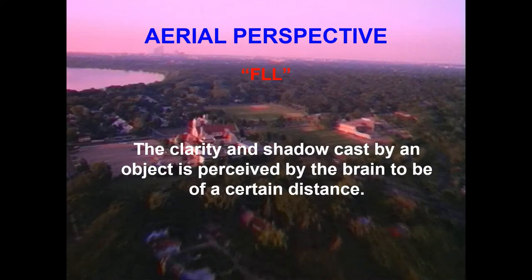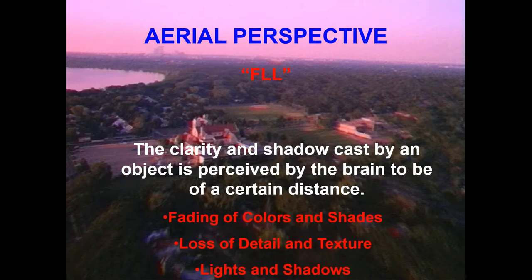Lastly, you have aerial perspective, and this has subcategories. The aerial perspective is the clarity and shadow cast by an object is perceived by the brain to be of a certain distance. So the three subcategories that we have are fading of colors and shades, loss of detail and texture, and lights and shadows.